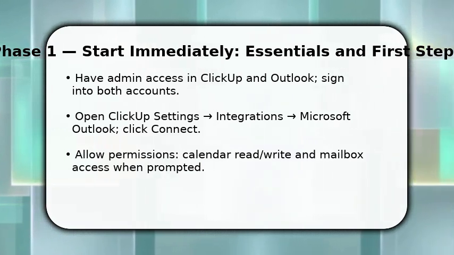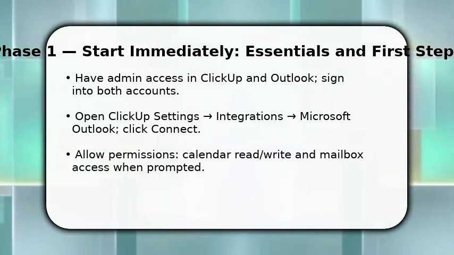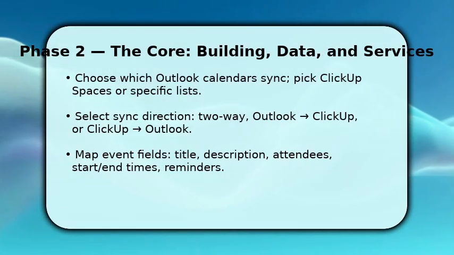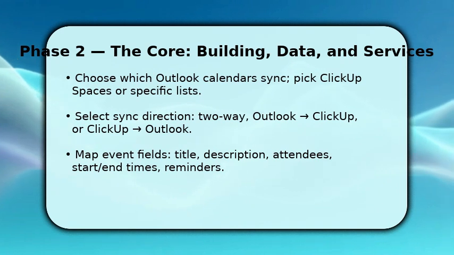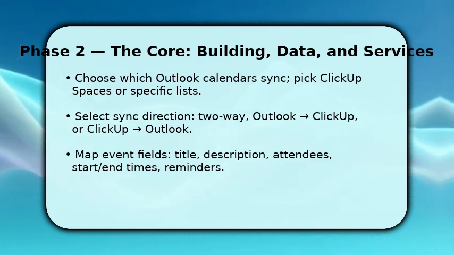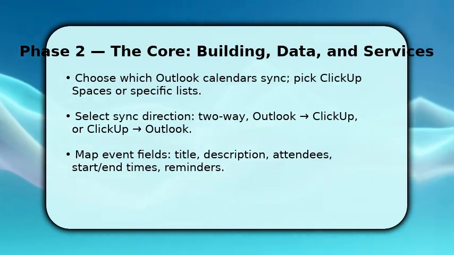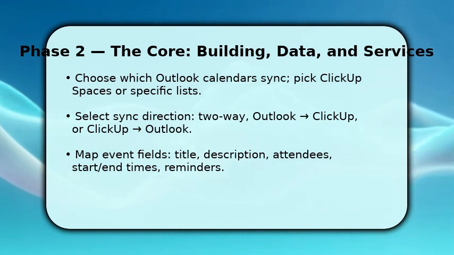Once connected, you choose which Outlook calendars to sync and where in ClickUp the events should appear, either specific spaces, lists, or the calendar view. Make sure to pick a sync direction. Two-way keeps both platforms mirrored, while one-way is simpler for read-only workflows.